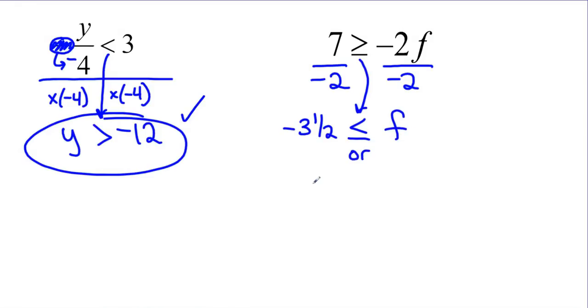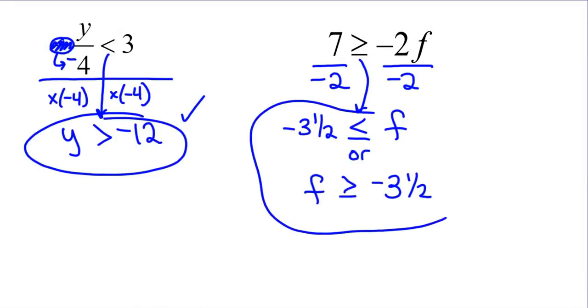And again, we can flop that around. F is greater than or equal to negative 3.5. Either one of those is the solution. They both mean the same thing.